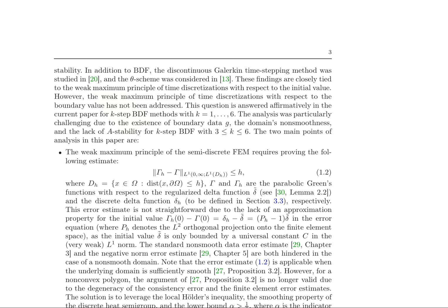To overcome this challenge, the authors leverage the local Hölder's inequality, the smoothing property of the discrete heat semigroup, and the lower bound α greater than 1/2, where α is the indicator of the domain's smoothness. The lower bound 1/2 is sharp in the sense that the proof does not work if α is less than 1/2.